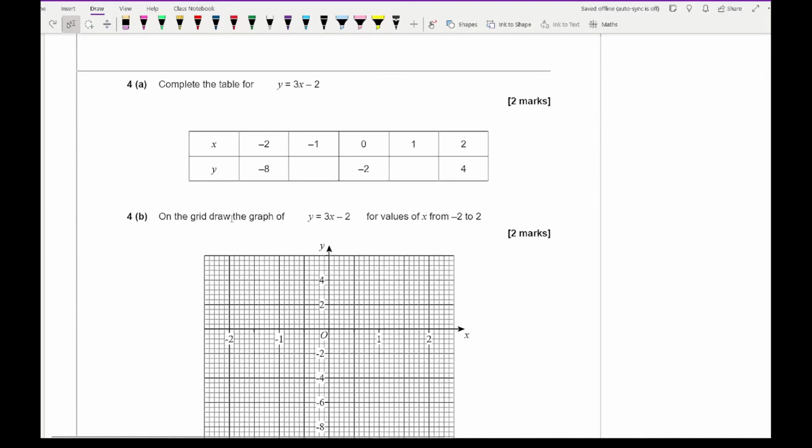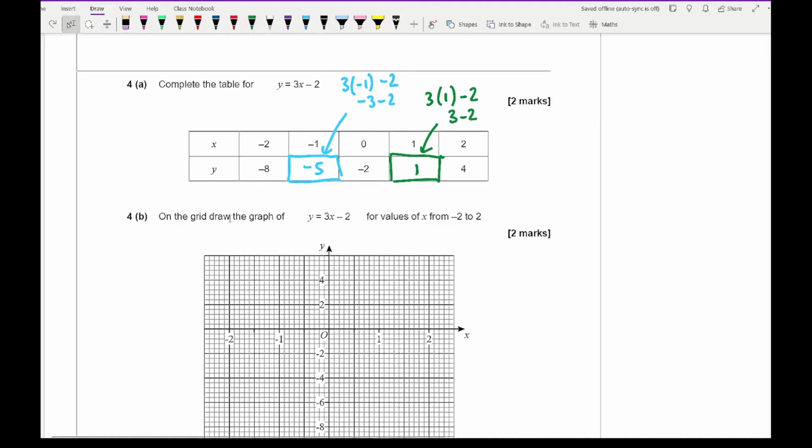So looking at question 4, it says complete the table for y equals 3x minus 2. So for this, what we need to do is substitute x equals minus 1. So 3 lots of minus 1 minus 2, so that's minus 3 minus 2, which is minus 5. And then for this one here, we're substituting x equals 1, so that's going to be 3 lots of 1 minus 2. So that's 3 take away 2, which is 1.